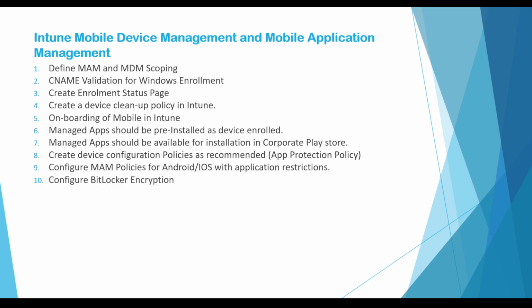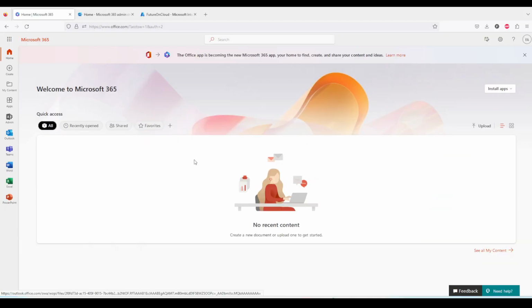In application protection, you can restrict the user. He or she cannot print a particular document, or they cannot copy paste that document outside the protected applications, or they cannot save their document on local drive, right? So let's jump into our demo environment and let me show you how you can configure this policy.